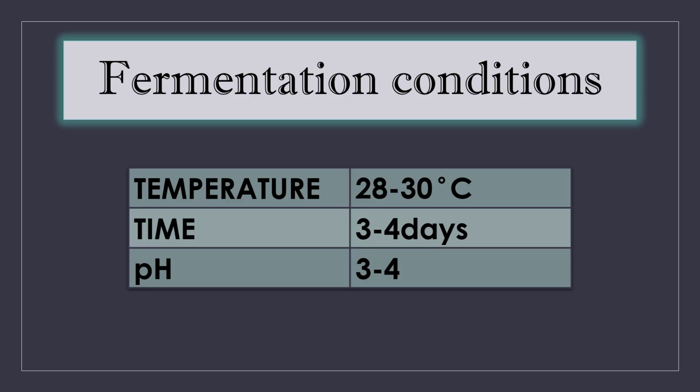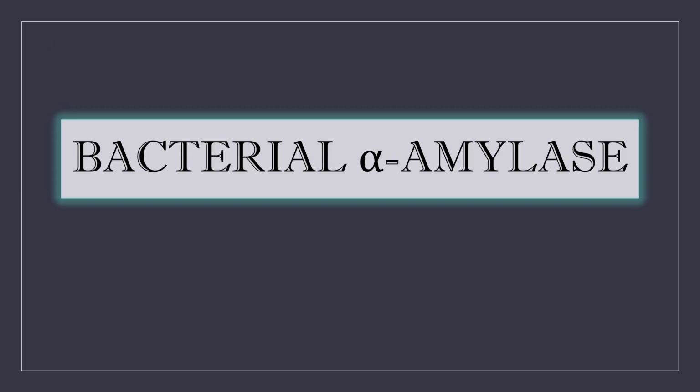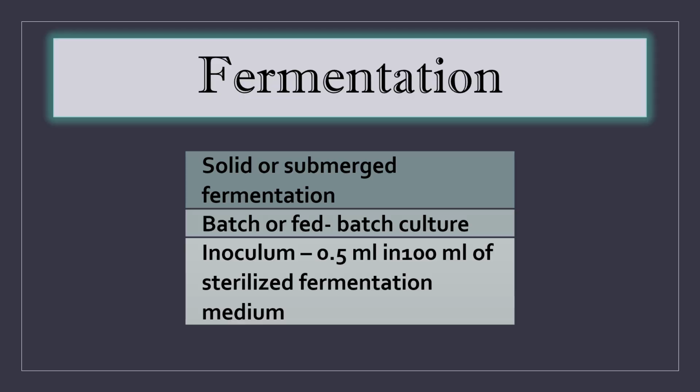The fermentation condition: the temperature required is 28 to 30 degrees Celsius and the duration for the production of fungal alpha amylase is 3 to 4 days, and the pH should be maintained between 3 and 4. Bacterial alpha amylase. The fermentation involved is solid or submerged fermentation, either batch or fed batch culture. The inoculum size is 0.5 ml in 100 ml of sterilized fermentation medium.